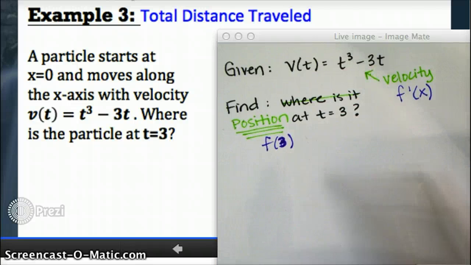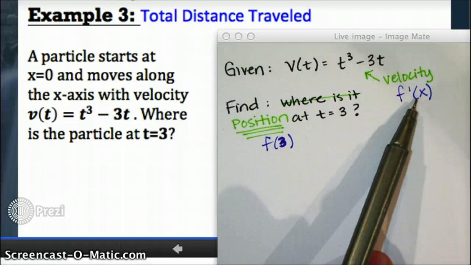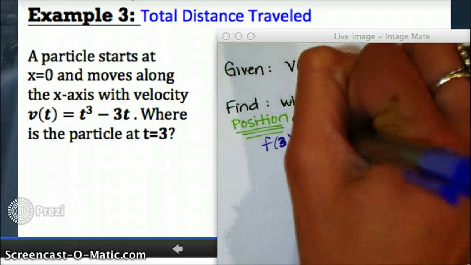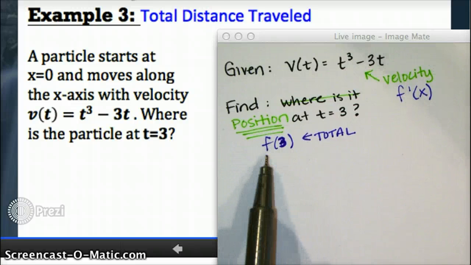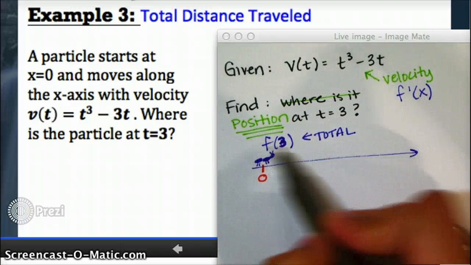So this is an ideal situation to use an integral. We're given a derivative function, we're asked to find a total. If you don't yet see that this is a total, you'll get better at it with practice. One way to think about it is the position at 3 is the net amount of the distance.